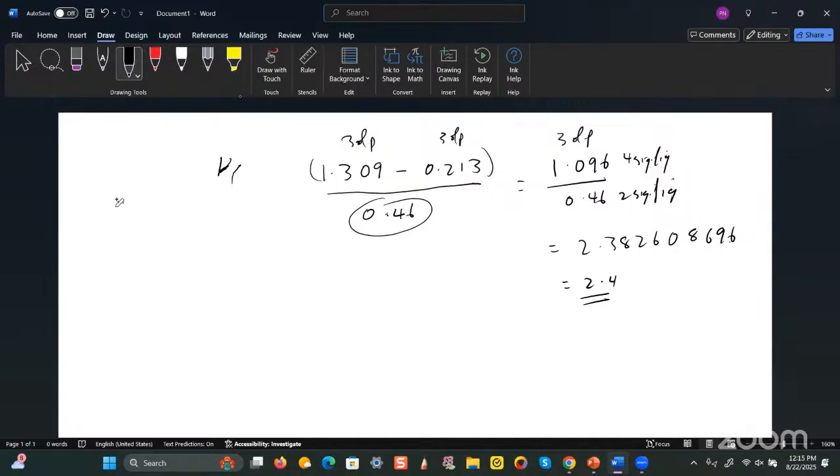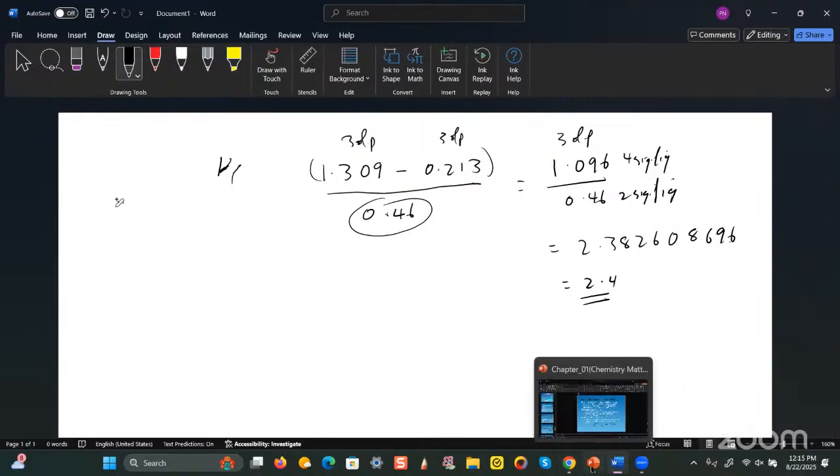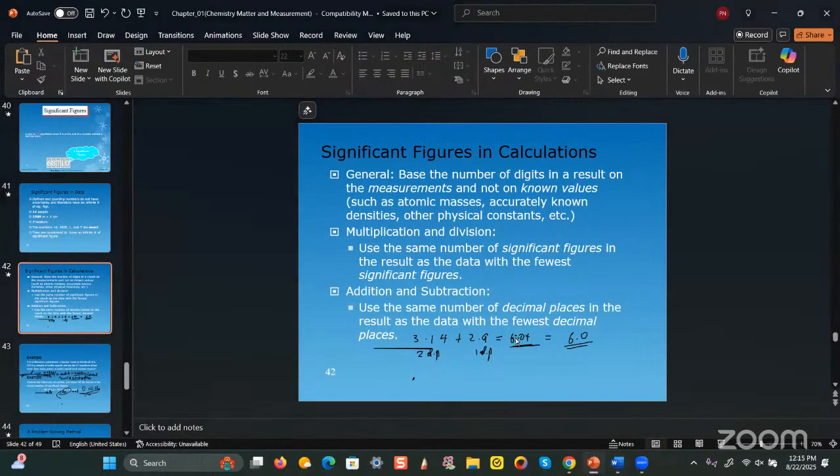If it's multiplication, division, you round off according to the lowest number of sig figs. If it's an addition and subtraction combination, you round off according to the lowest number of decimal places. All right? Okay. So that's basically how you deal with that situation. And again, this is something that you need to be doing in all your calculations in this course and other future courses. Okay, let me go back to PowerPoint.